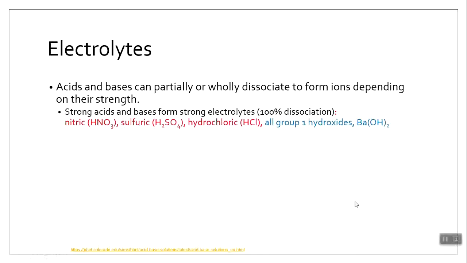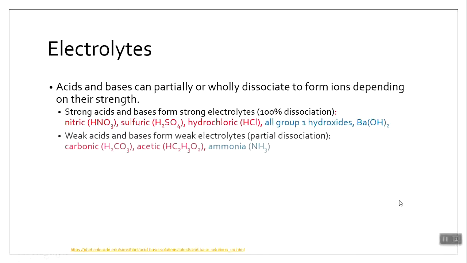And then there are weak acids and bases that form weak electrolytes because there's only partial dissociation. So there's only a little bit of separation into ions. So a couple examples of weak acids include carbonic acid and acetic acid, and a weak base is ammonia, NH3.